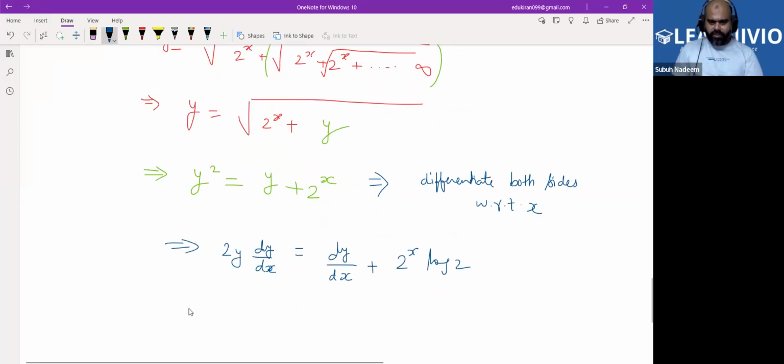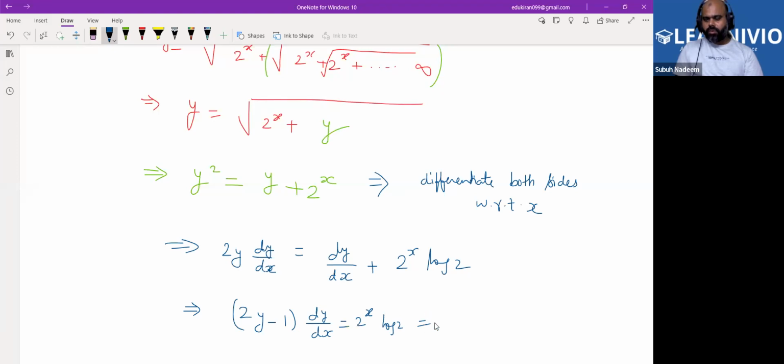So we take dy by dx on one side and take it as common. So 2y minus 1 into dy by dx is equal to 2 to the power x log 2, which means that dy by dx is equal to 2 to the power x log 2 by 2y minus 1.